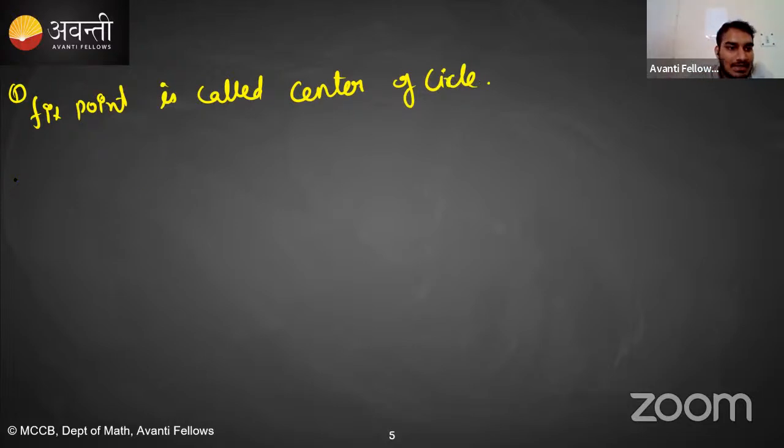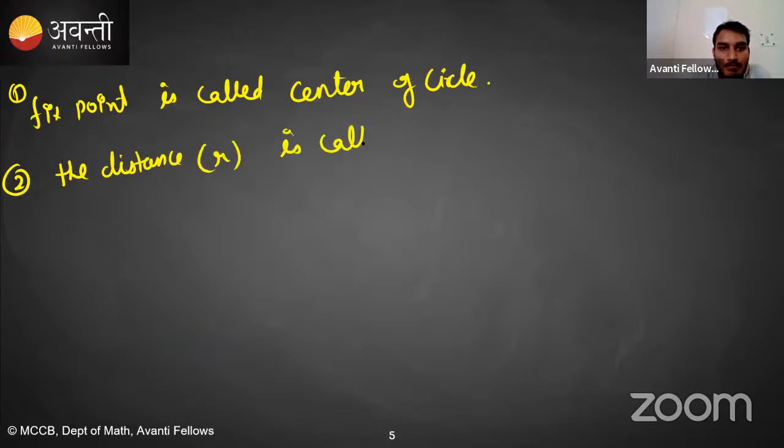Okay. Second is the distance, which is r, called radius. So these two names we have given to the circle: the fixed point is called center and the distance of the point from the fixed point is called radius. Is this clear? So it means every circle has a fixed center and a radius.